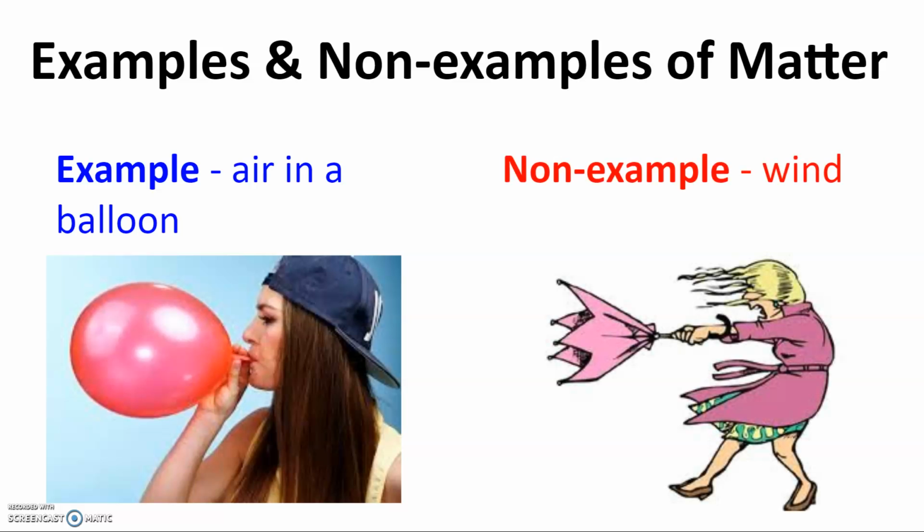A non-example of matter would be wind, because wind is the movement of air. It's not the matter itself, it's just the movement. So wind would be a non-example.